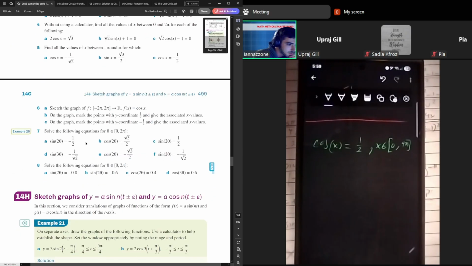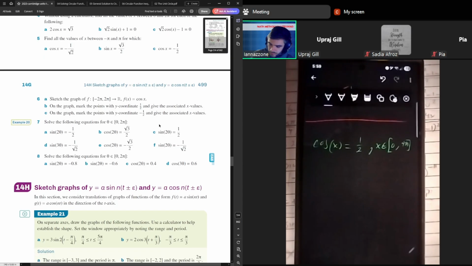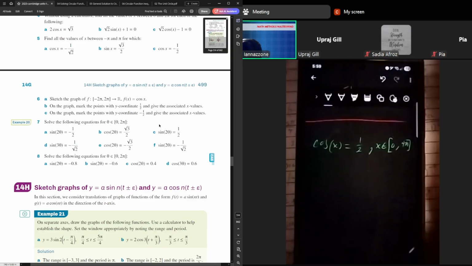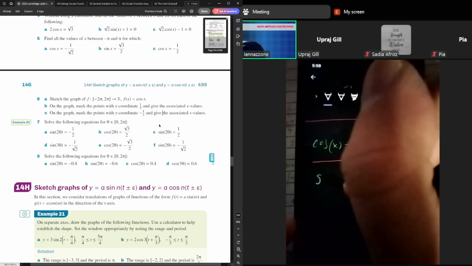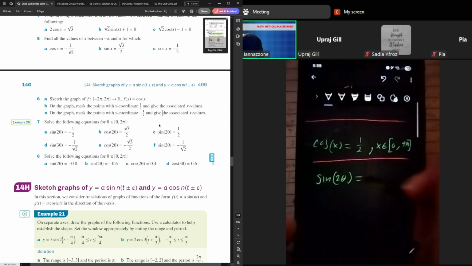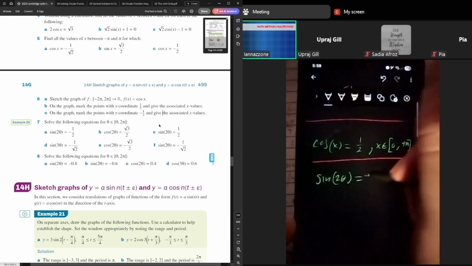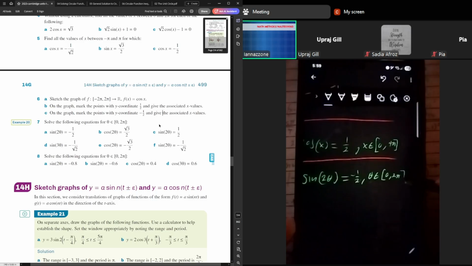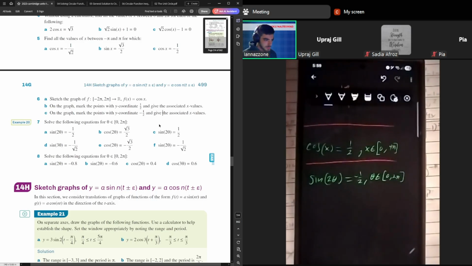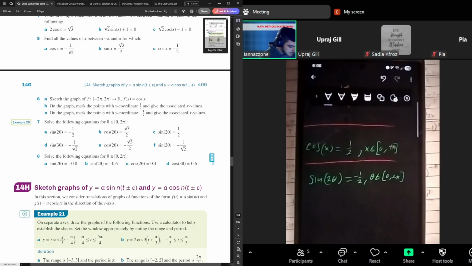Let's make it more complicated. How much further can it go? Okay, 7. Well, we just did cos. Maybe we'll do sine this time. 7a. I'll write it out. Sine 2 theta equals negative a half. And we're doing that for theta between 0 and 2 pi. And I'll leave that in the chat as well. 7a.